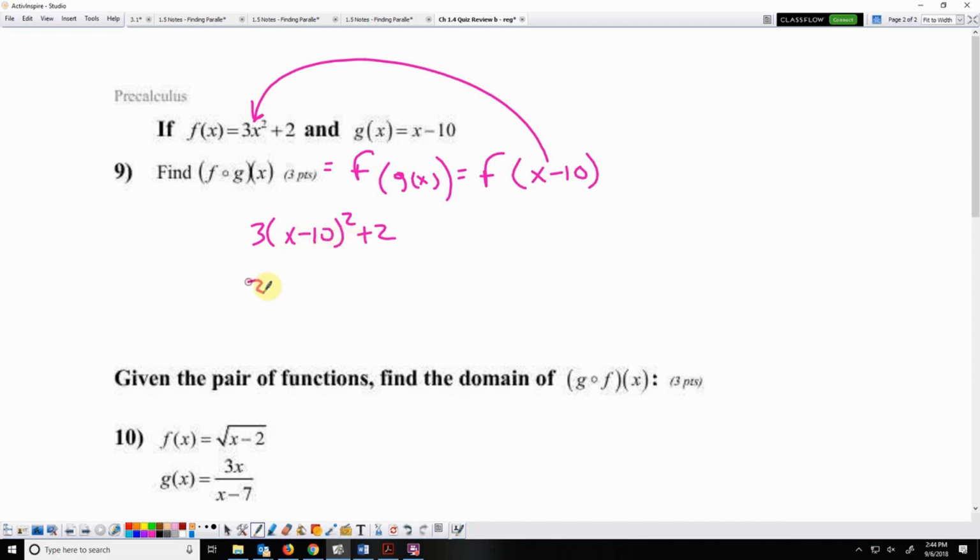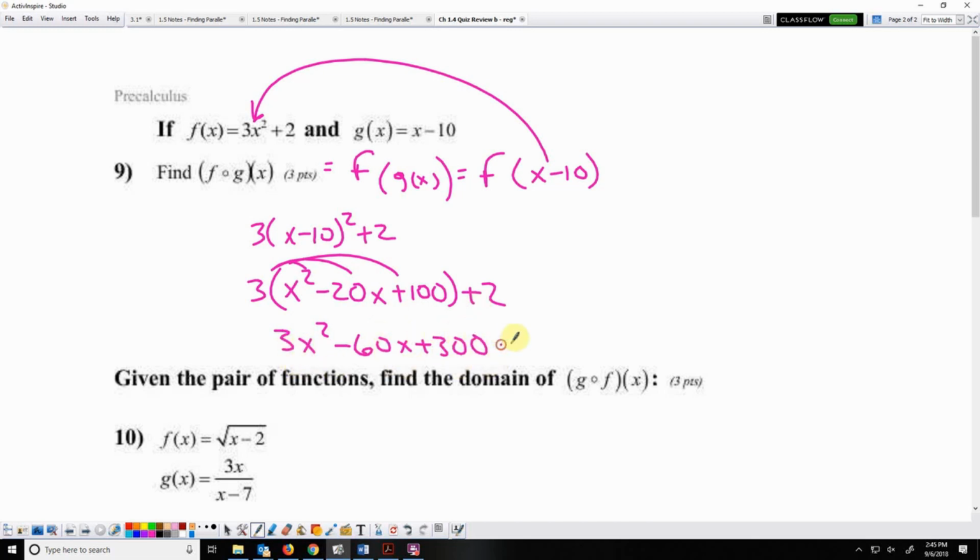X minus 10 squared means x minus 10 times x minus 10. And you can distribute that, or the shortcut: first term squared. The product of these is negative 10x. Double that is negative 20x. So first term squared, double the product, then second term squared. Now we need to distribute the 3, right? And then we still have plus 2. So combining like terms, we get 3x squared minus 60x plus 302.